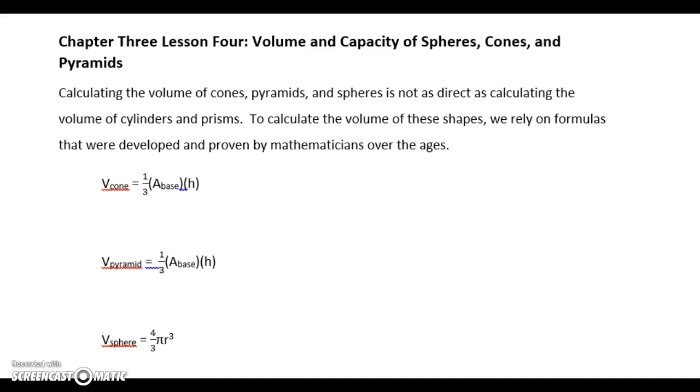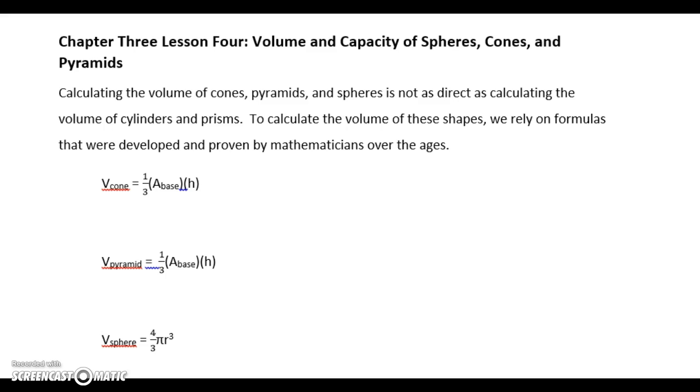In this lesson, we're going to look at lesson 4 from chapter 3, talking about volume and capacity of spheres, cones, and pyramids. Calculating the volume of cones, pyramids, and spheres is not as direct as calculating the volumes of cylinders and prisms like we looked at in last video.